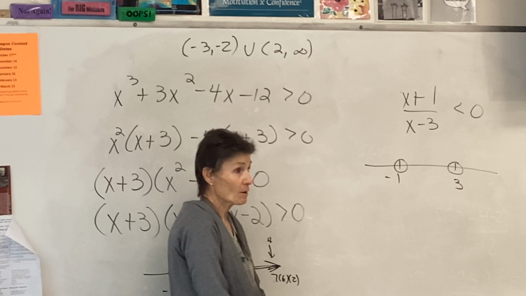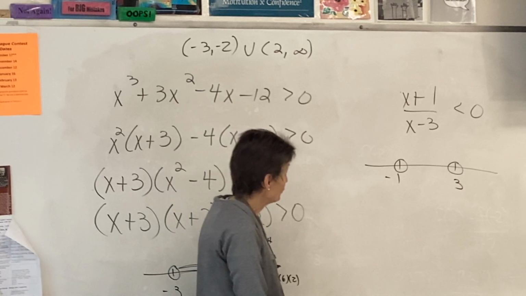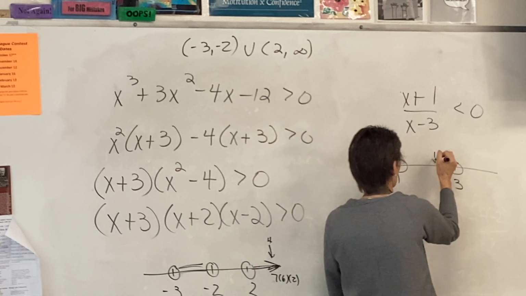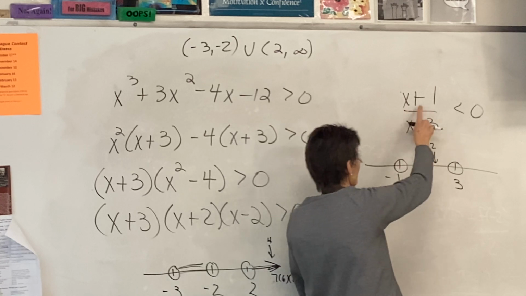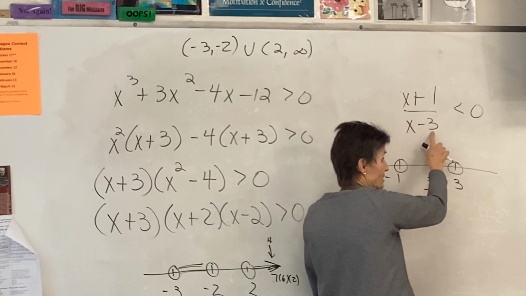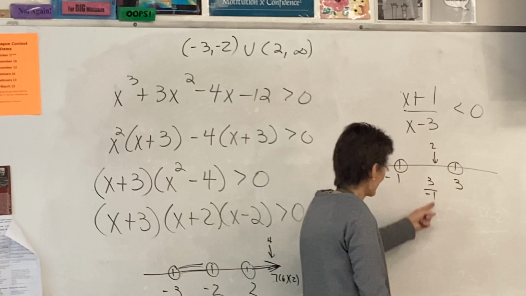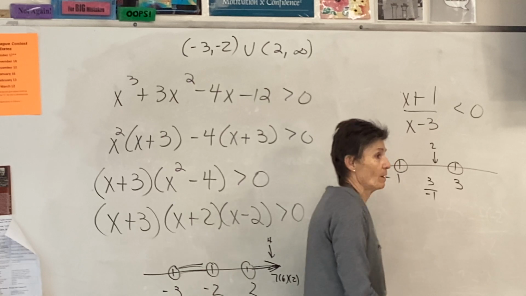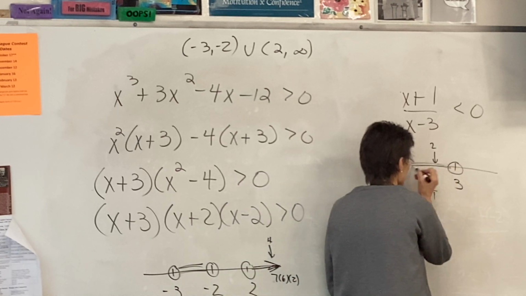Now we're going to pick a number. So what number do we want this time? 2? We can pick 2. 2's right here. We can pick 2. 2 plus 1 is 3. 2 minus 3 is -1. Is that less than 0? Yep. So we shade right there where that 2 was.